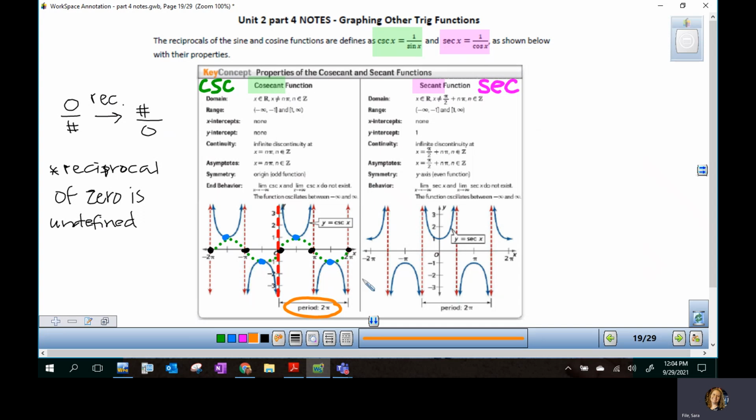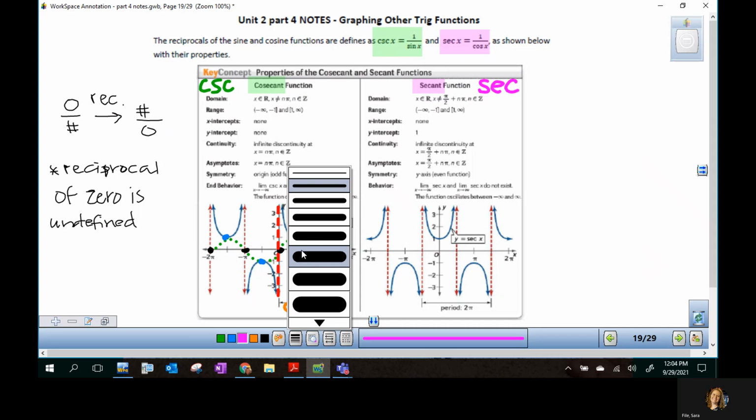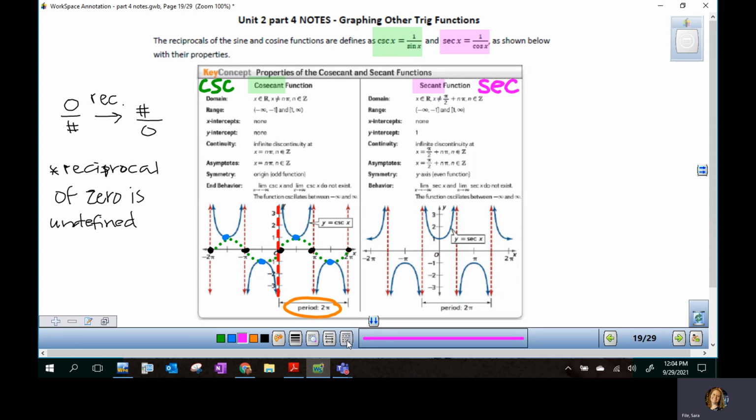So when we look at the graph of secant, I'm going to do the same thing, and I'm going to draw the cosine graph on top of it. So cosine starts at a high point on the x-axis, or excuse me, the y-axis.